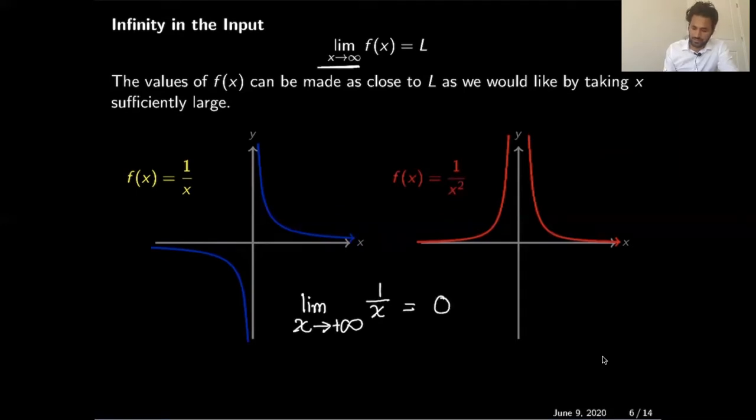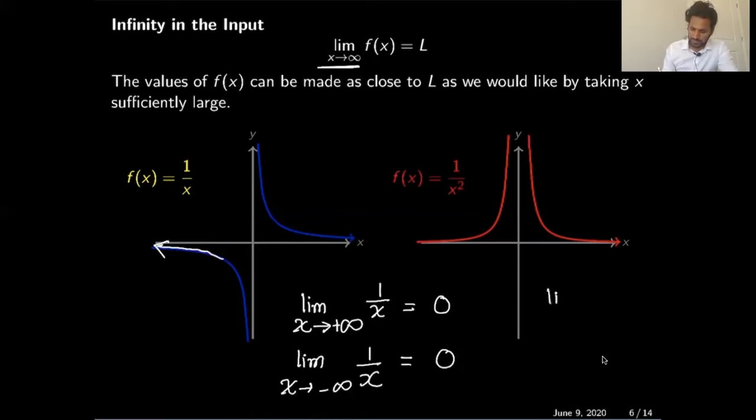Or in other words, 1 over a very large number is very small, and a very small number is 0. The same thing happens if x approaches negative infinity for 1 over x. As I can see in the graph, the y value of the function is also approaching 0. Or in other words, 1 over a very large negative number is also very small. So 1 over large is small.